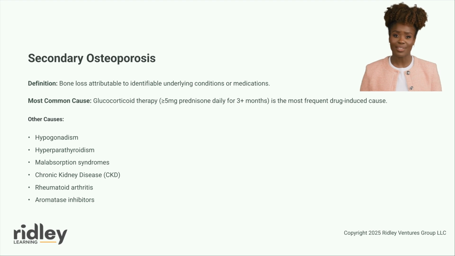Bone turnover markers, including serum procollagen type 1 N-terminal propeptide, known as P1NP, as a marker of bone formation, and serum C-terminal telopeptide of type 1 collagen, known as CTX, as a marker of resorption, may provide additional information regarding remodeling activity. These can be useful for monitoring treatment response, though they are not routinely required for diagnosis.